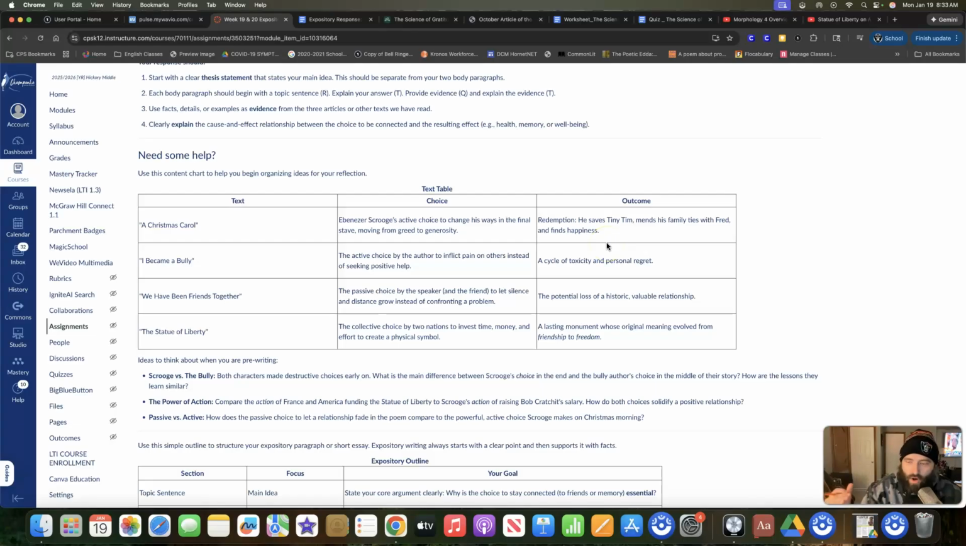Okay. And then you go into your body paragraph 1 and you talk all about how it can cause you to lose a valuable relationship. And then you go into another paragraph about how it can lead to redemption. You talk all about Scrooge and his path of redemption. All right. Now, you don't have to use these outcomes. You don't have to use these choices. If you have your own ideas and your own thoughts, feel free to do it.